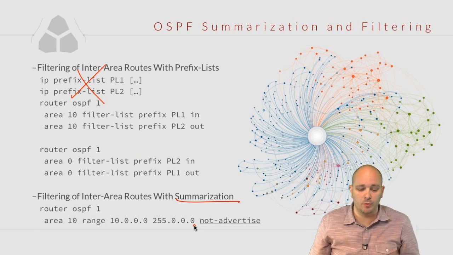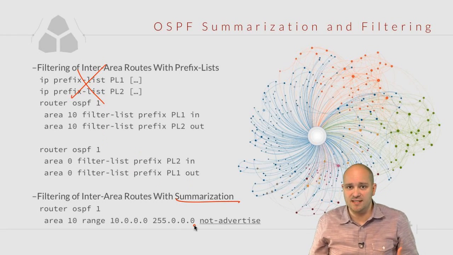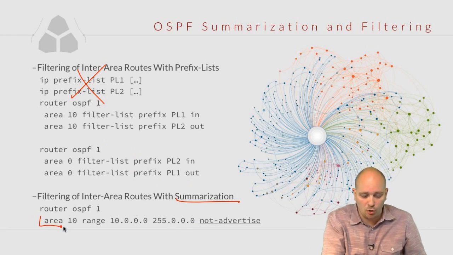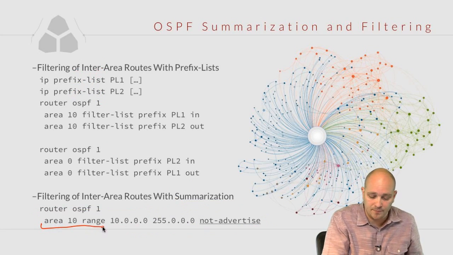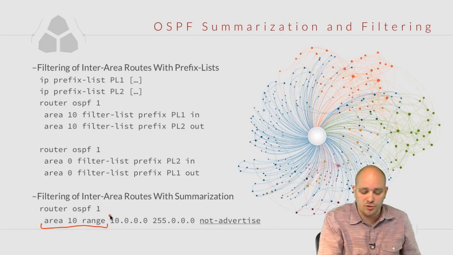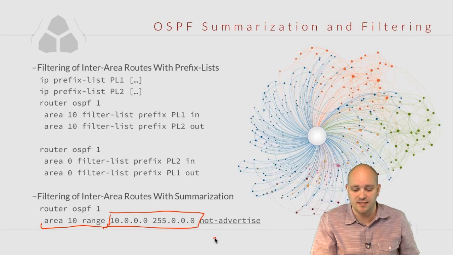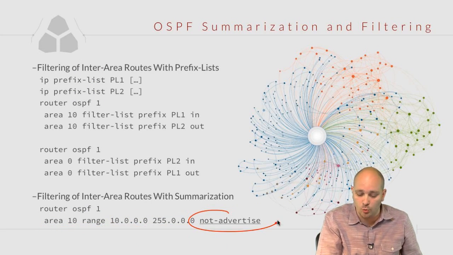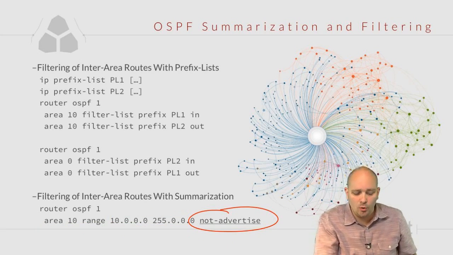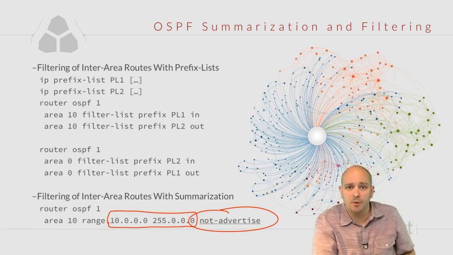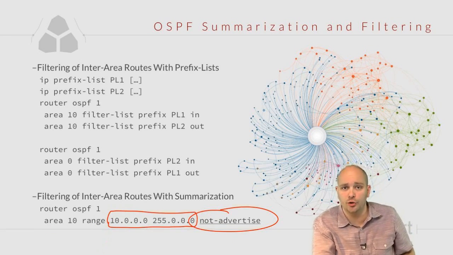Now, there is another way to filter the routes between the areas, and that is to use summarization. So if you are uncomfortable with prefix lists and you have relatively simple filtering to implement, you can also do something like this. Now, we know that the area 10 range command is going to specify the summary that is then going to be injected into area 0. But if we use the special keyword not-advertise at the end of the area range command, what's going to happen? All routes that are covered by this range are simply not going to be advertised and not going to be injected into a particular area.